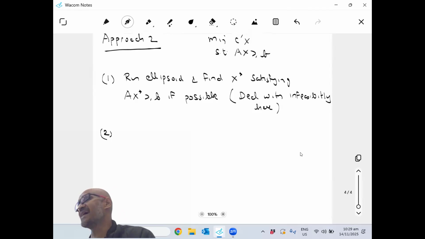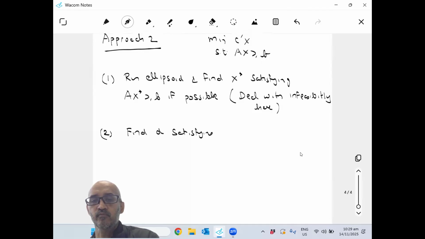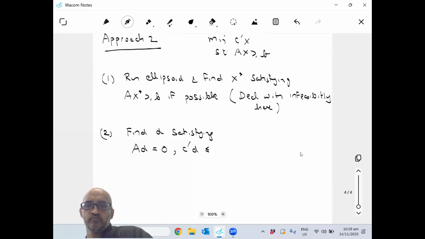We can write that again as a set of linear conditions. How? Find D satisfying A D equal to 0 and C transpose D less than or equal to some number, let's say -1. Actually, you can choose any number here. But what is this doing?